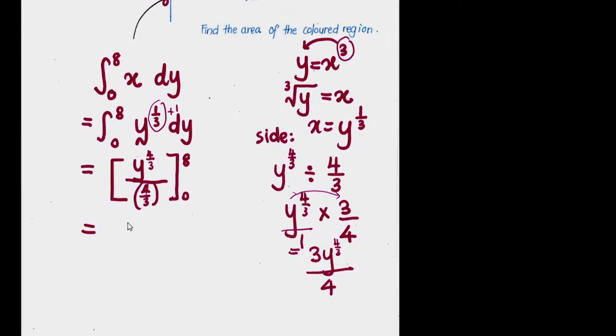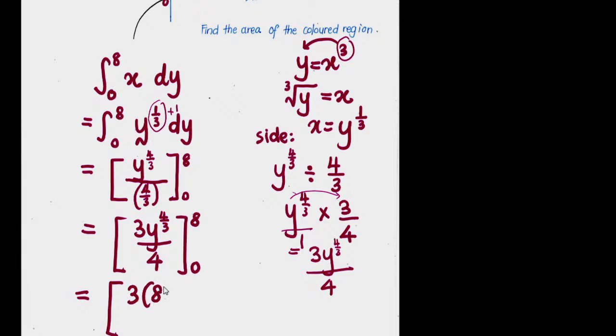Okay. So here our answer will be like this. 3y power 4 over 3 over 4. This one we put 0 to 8, the limit 0 to 8. Okay. Then you substitute the values and find the answer.